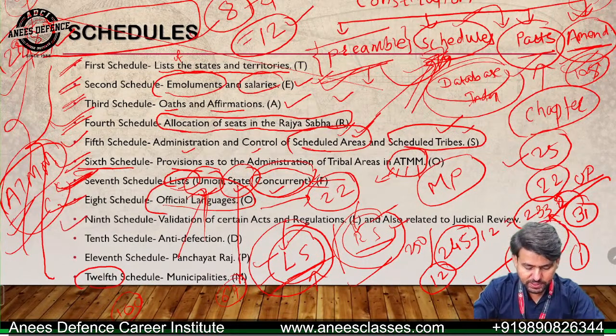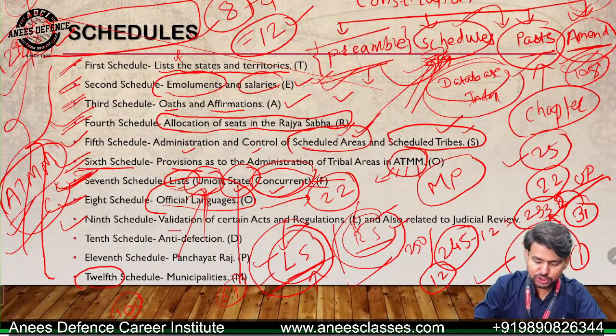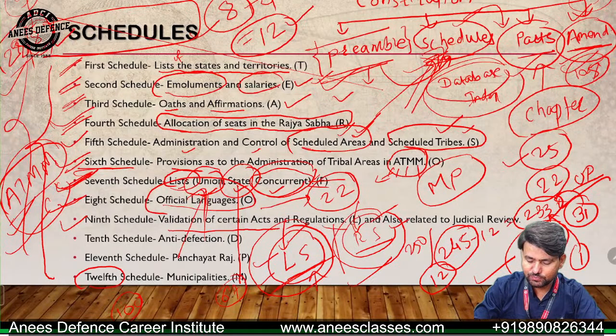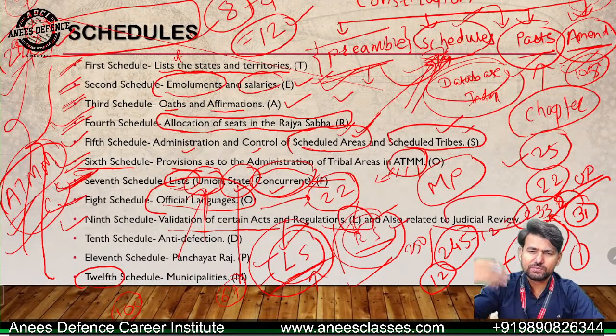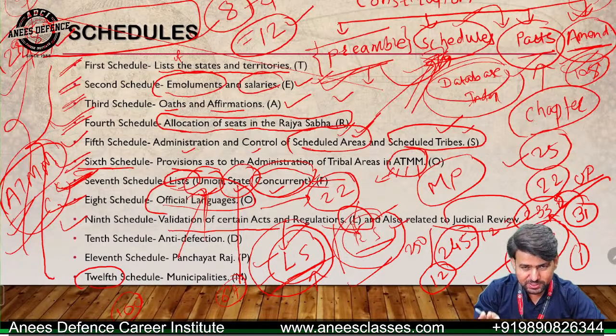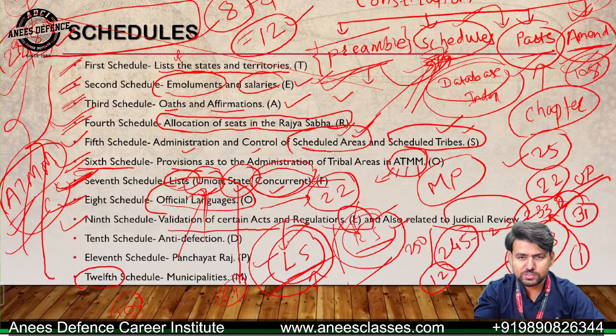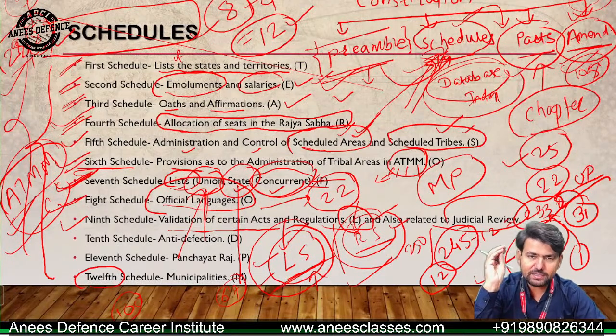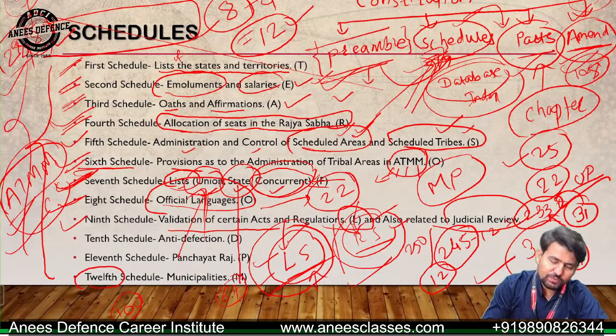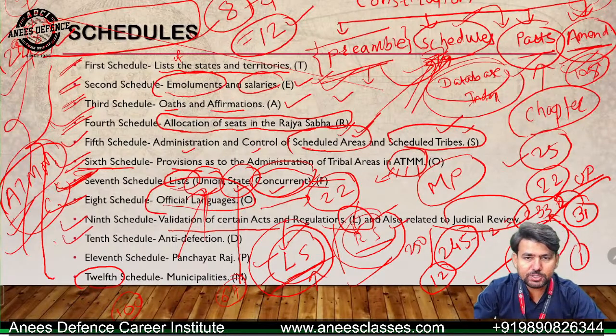Then comes schedule number 9. It talks about validation of certain acts and regulations, for example, land reforms, and also related to judicial review. That we will see in detail later on. But for example, right now you only have to remember that all the land reform laws, they are put under 9th schedule. Okay? We will discuss this particular thing later on whenever we will be diving deep into the parts section of the constitution.